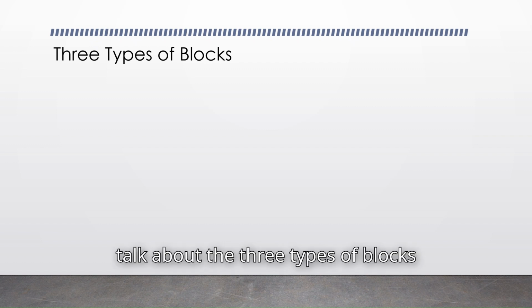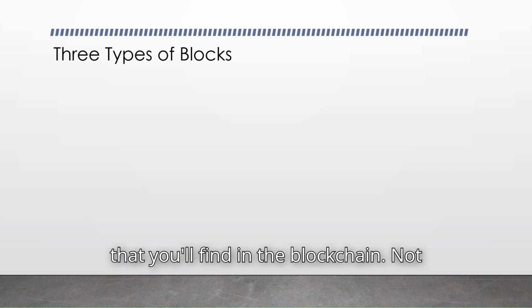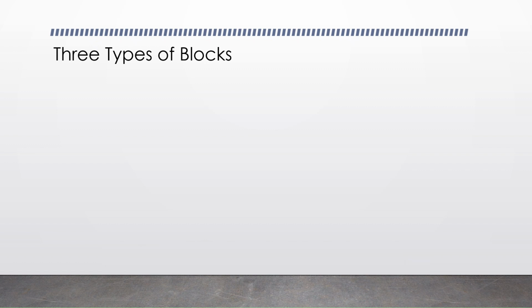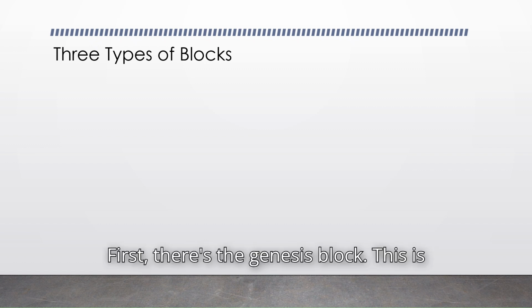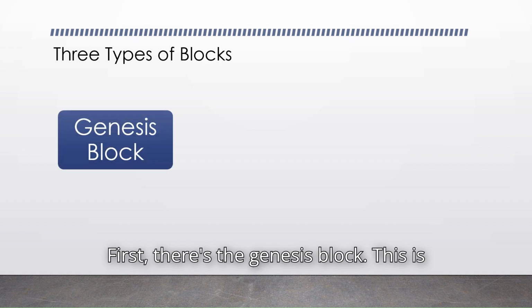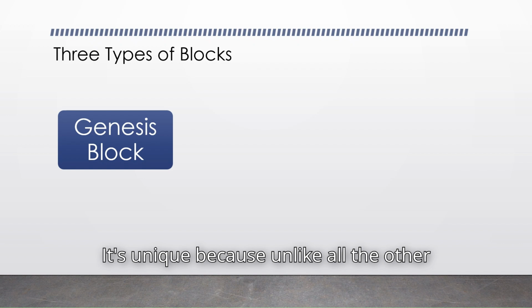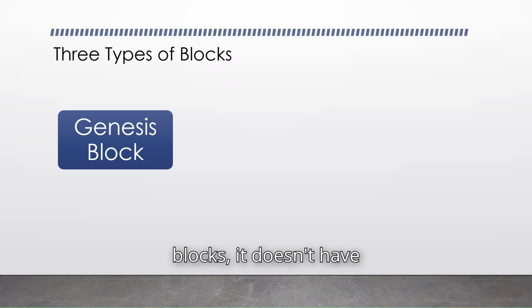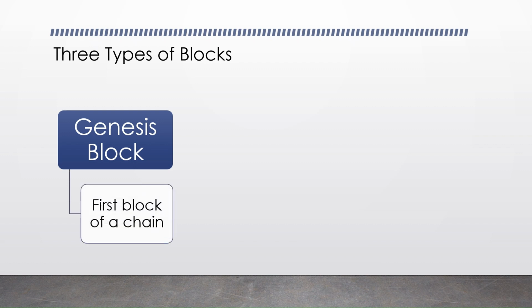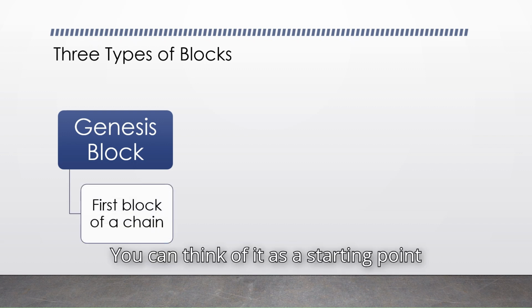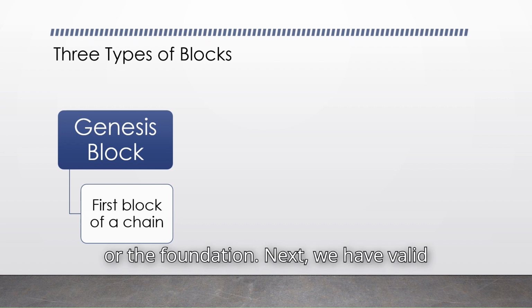Let's talk about the three types of blocks that you'll find in the blockchain. Not every block does the same job. First, there's the Genesis block. This is the very first block in the entire chain. It's unique because unlike all the other blocks, it doesn't have another block before it. You can think of it as a starting point or the foundation.